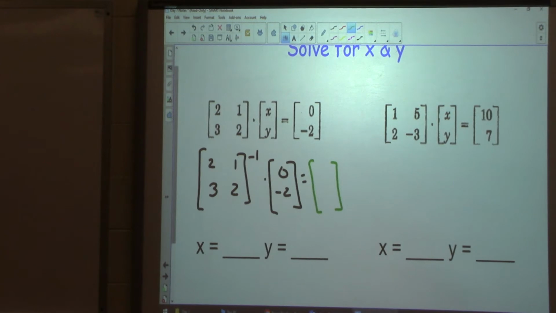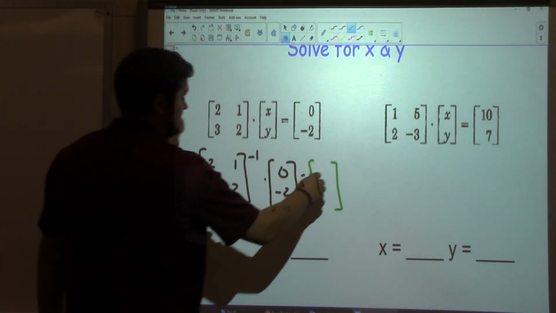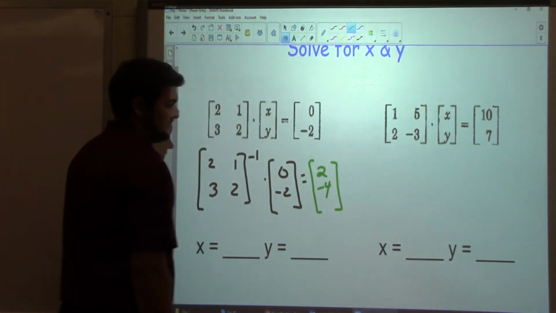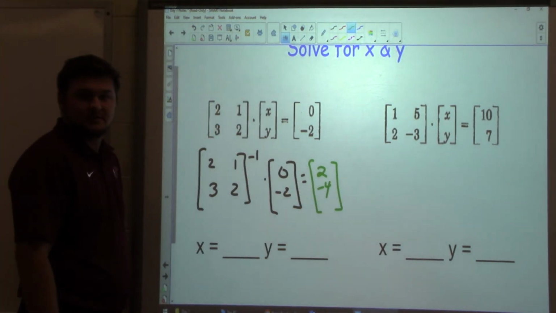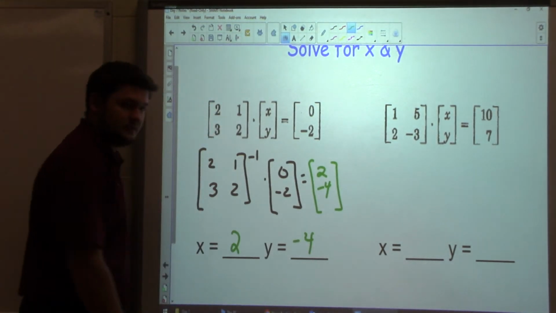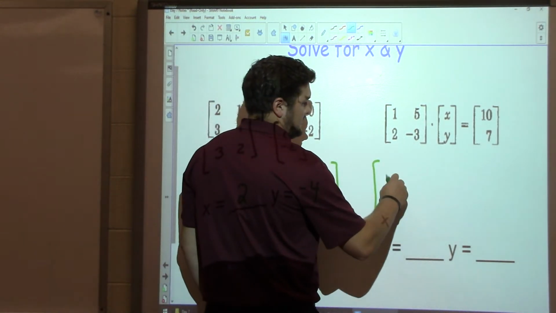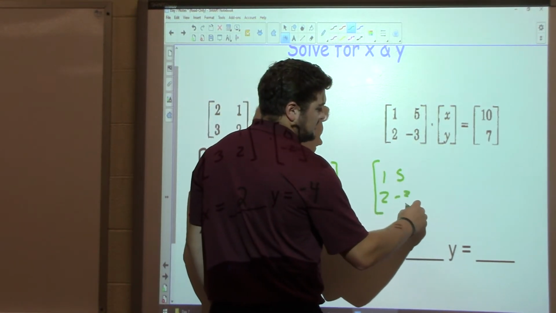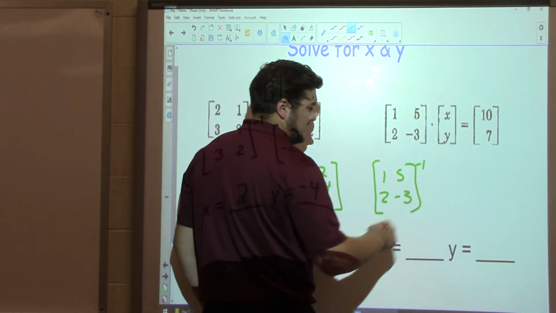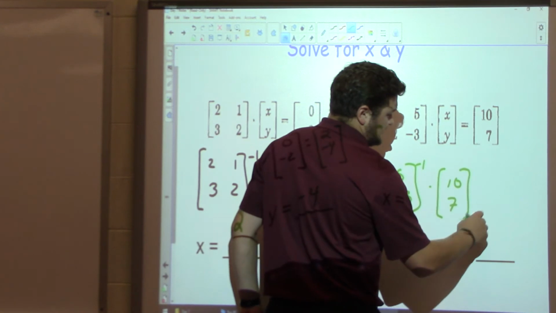Alright, so we get an answer? 2, negative 4? Yes. Is that how I should write my answer? No, right? x equals 2, y equals negative 4. Good. Alright, one more. Do it quickly. Take your first matrix, your coefficient matrix, [1, 5; 2, -3]. Inverse of that times my constant matrix, [10; 7].